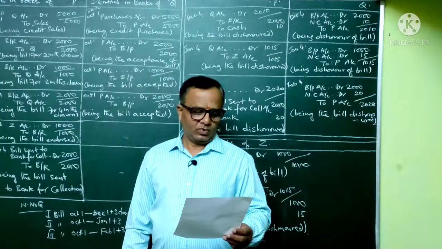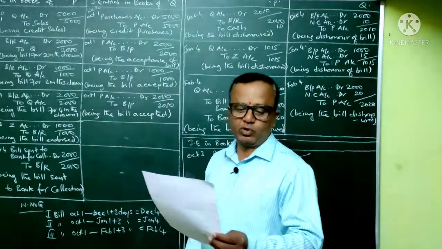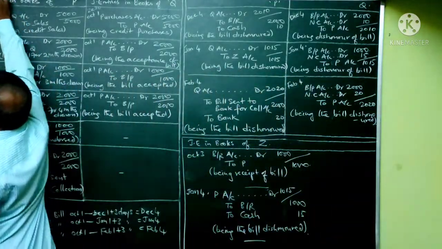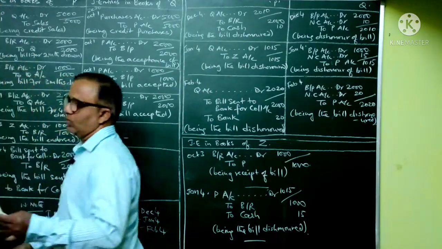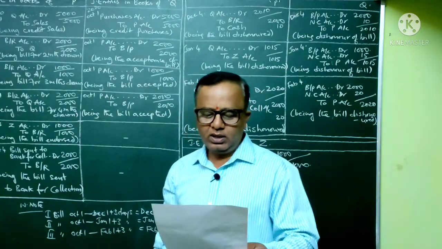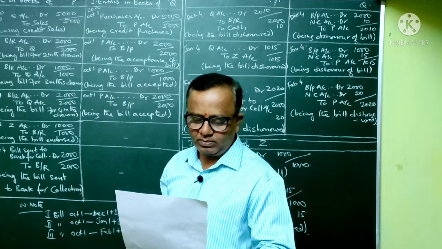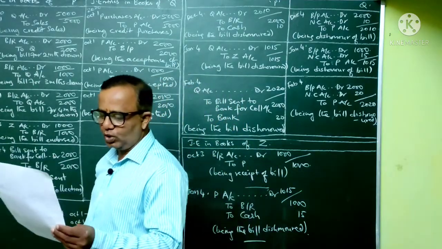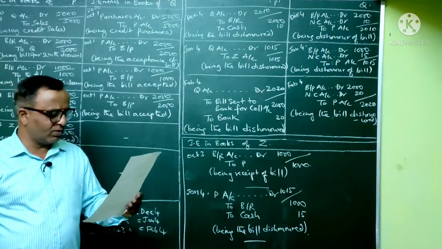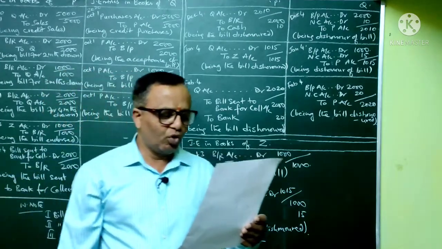So now let's take our fifth problem. You see what it says. On 1st October 2020, P sells goods to Q for 5,000 and draws 3 bills on him. The first bill for rupees 2,000 for 2 months, the second bill for rupees 1,000 for 3 months, the third bill for rupees 2,000 for 4 months.